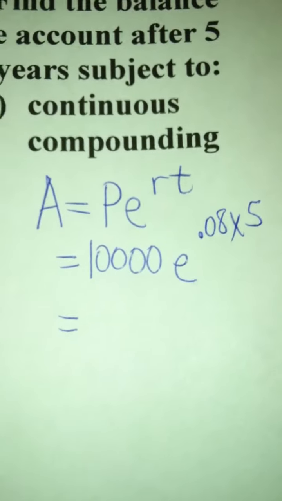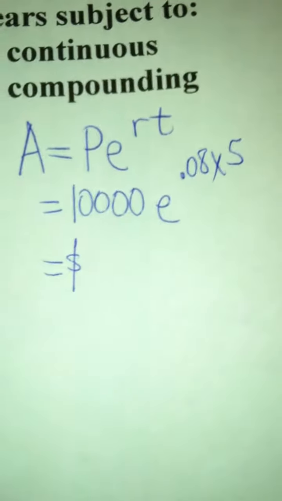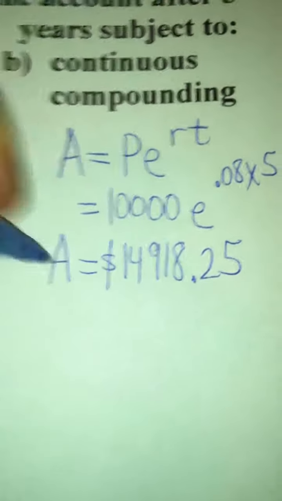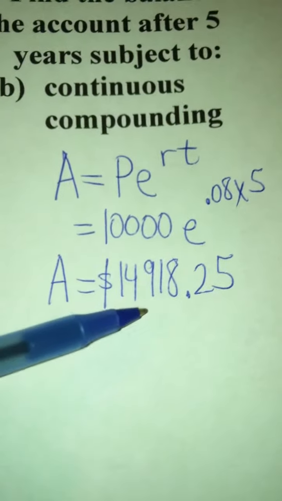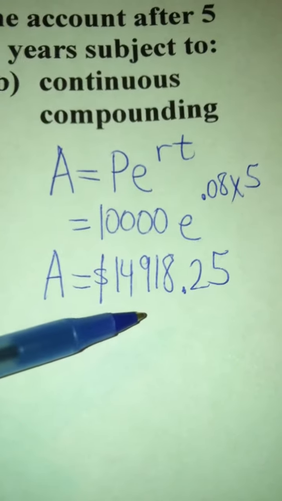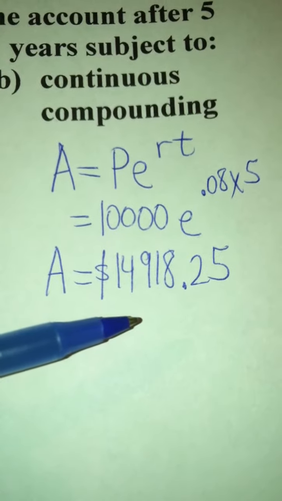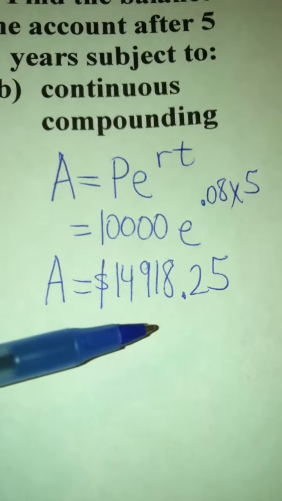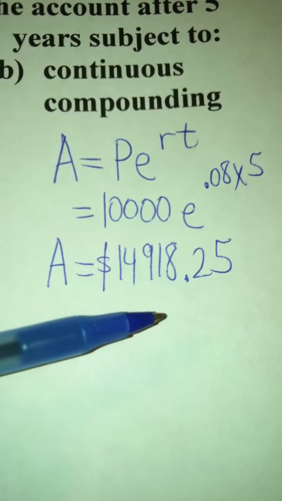So when you put this in your calculator, let's round this amount to the nearest cent. To the nearest penny, this is the amount that will be in the account after 5 years if this particular account was compounded continuously.